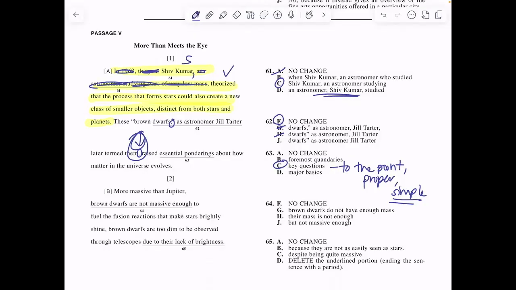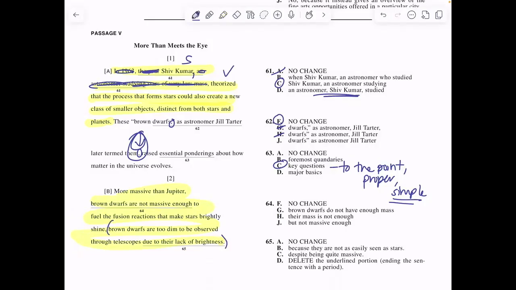64, more massive than Jupiter. Brown dwarfs are not massive enough to fuel the fusion reactions that make stars brightly shine. Ooh, I'm between F or G because I know that we're talking about brown dwarfs are more massive than Jupiter. Oh, you know what? Hold on. This is what I get for not reading the full sentence. Look at this. This whole thing. Gross. More massive than Jupiter. Brown dwarfs are not massive enough to fuel the fusion reactions that make stars brightly shine. Brown dwarfs are too dim to be observed from telescopes due to their lack of brightness. Yikes. These long questions are killing us.